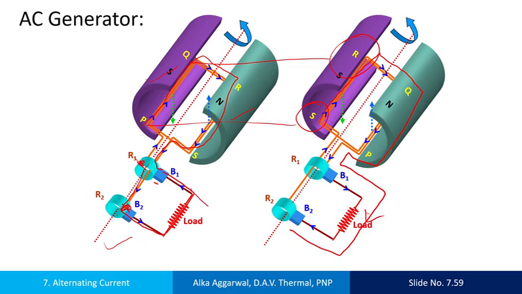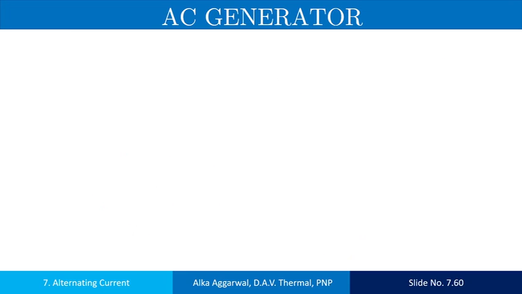Now see the direction of the current. Through the load, the direction of current in the first figure is in the upward direction and in the second figure it is in the downward direction. It means that the direction of the current is reversed after every half rotation.